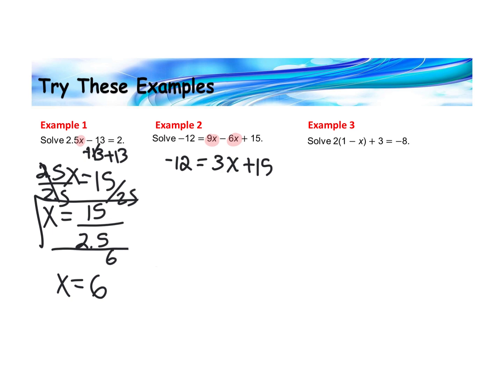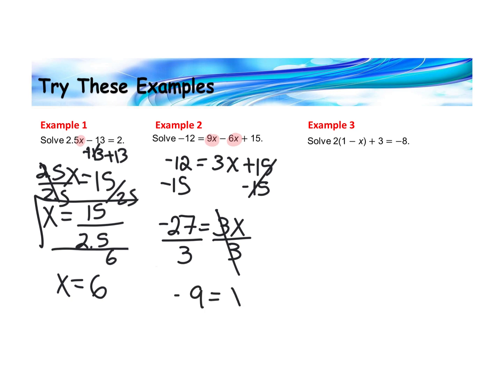Now, since I want to solve for the x, I have to move everything else to the other side in order to get it alone. I'm going to subtract the 15 on both sides. And I'm going to get negative 27 is equal to 3x. Again, since it's being multiplied, I'm going to divide by 3 on both sides. And I'm going to get that x is equal to negative 9.